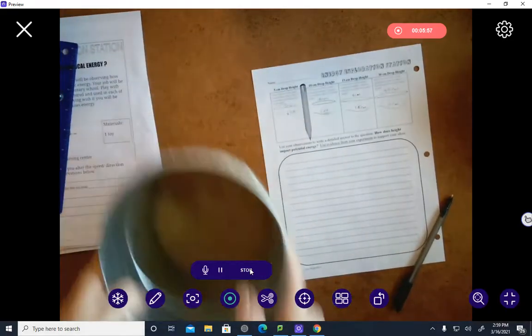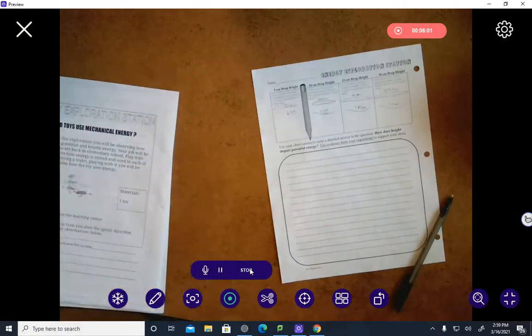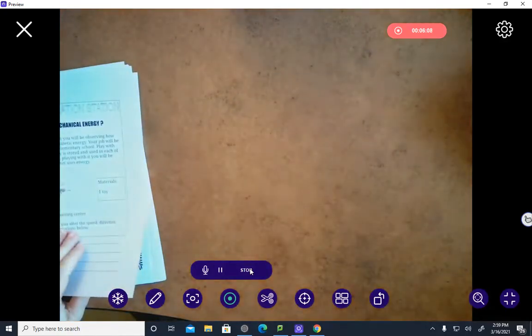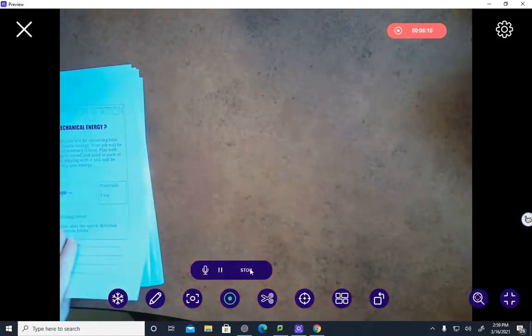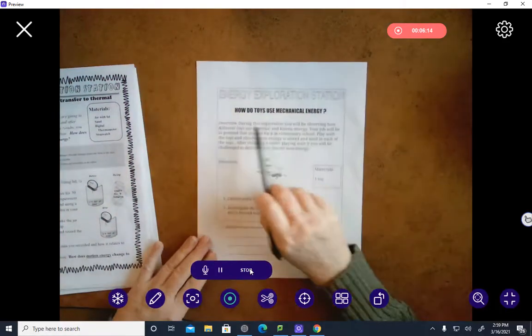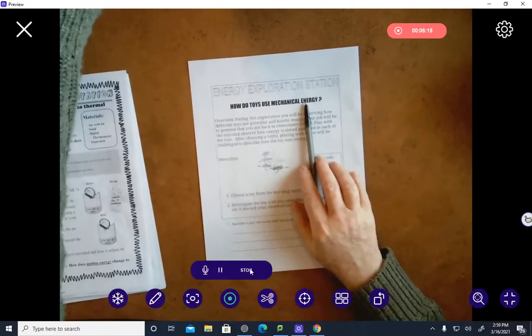Okay, so that's one. And let me get that sand out of the way. And let's go to 2. We had 2 different toy ones. And how do toys use mechanical energy? Let me zoom in on this again.